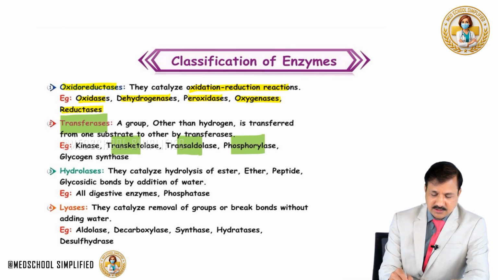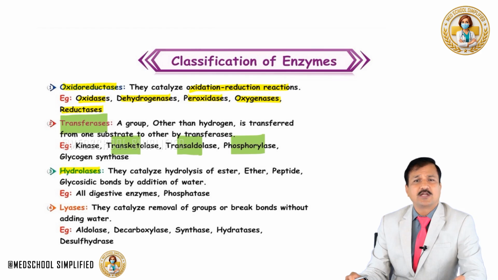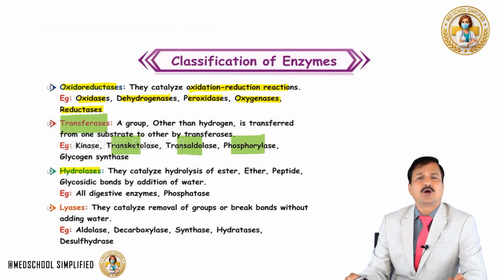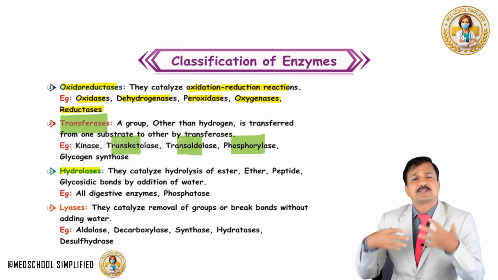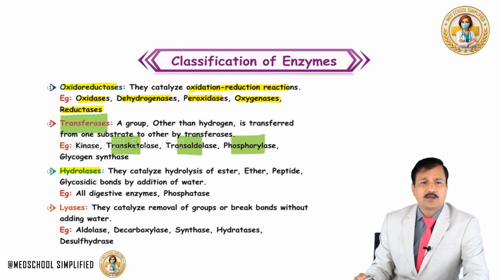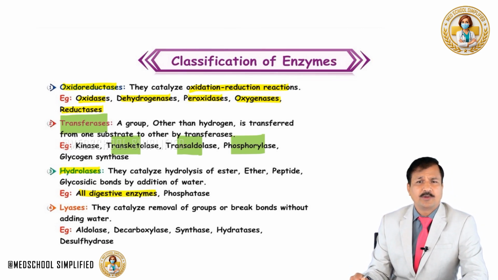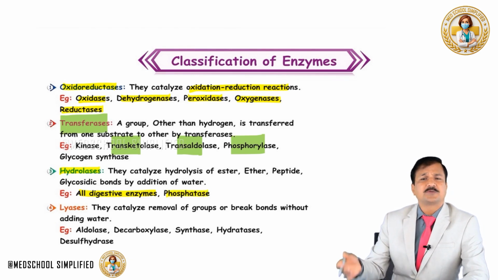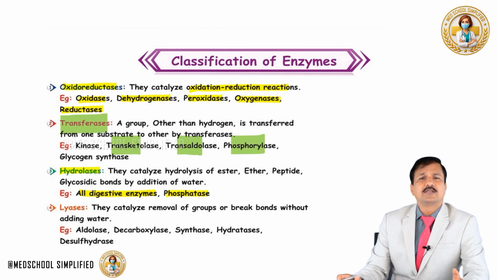Coming to hydrolases, our third class of enzymes. Hydrolases catalyze hydrolysis of certain bonds. What kind of bonds can hydrolases break? Ester bond, ether bond, peptide bond, glycosidic bond. These kinds of bonds are broken by adding water. Hydrolysis: addition of water and breaking a bond. For example, all digestive enzymes present in the intestinal lumen are hydrolases. Phosphatases add water and separate a phosphate. So these are the hydrolases.